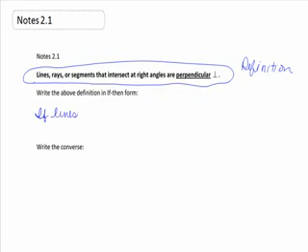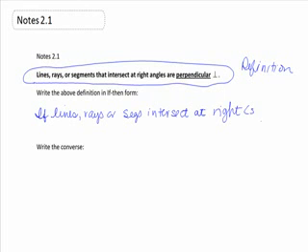If lines, rays, or segments intersect at right angles, then they are perpendicular. And that sign, the upside down T, is the shortcut sign for perpendicular. So you'll see that in problems it will say given segment this perpendicular to segment that.